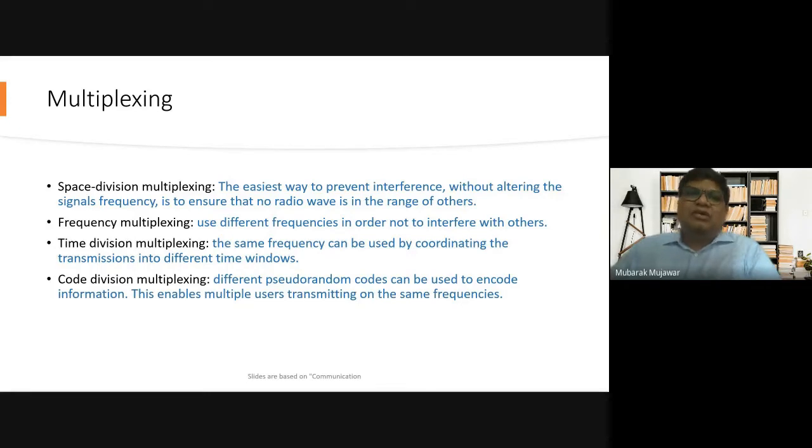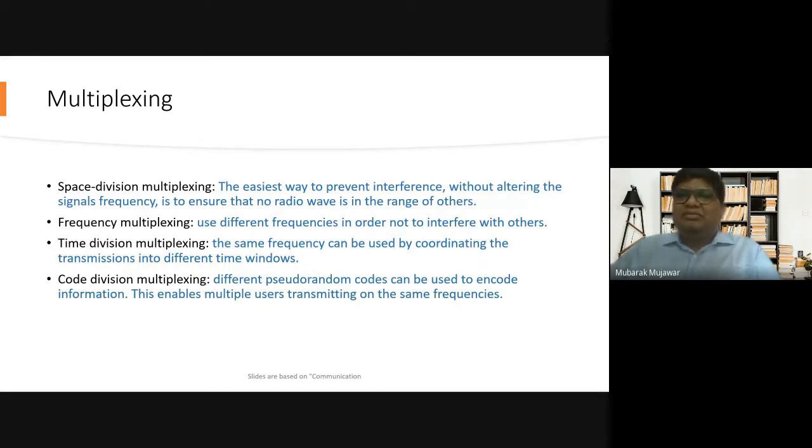The next multiplexing is known as frequency multiplexing. Use different frequencies for different applications. So if I'm using a 3 gigahertz frequency for one application, use 30 gigahertz or maybe 300 gigahertz for some other type of communication. So we can do frequency multiplexing. We can use different frequencies for different applications or for different purposes.